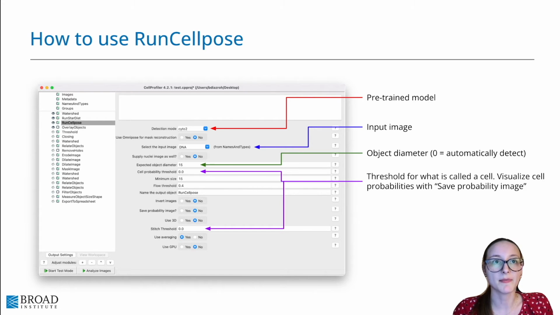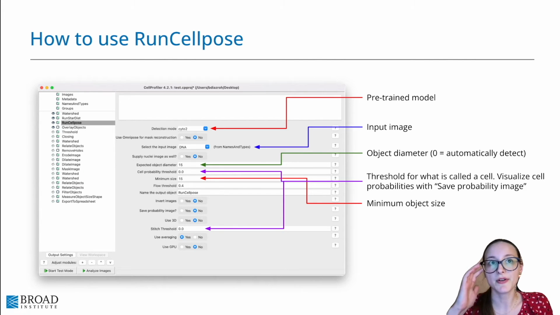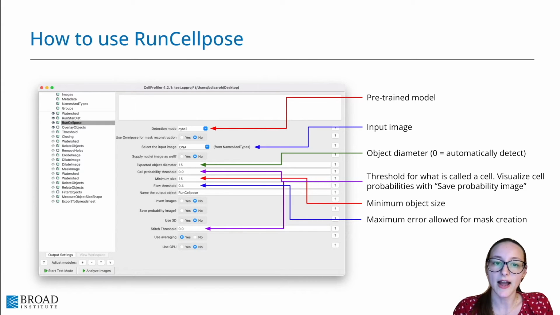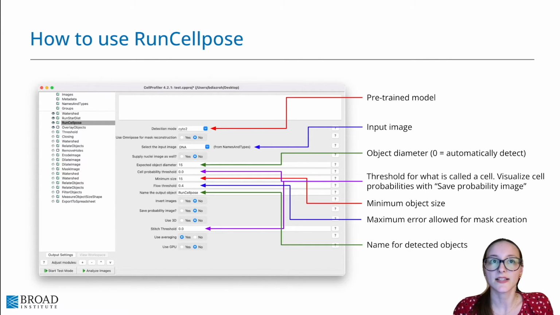Next up, we have minimum size, which is a minimum size filter to exclude objects that are too small. And after that, flow threshold, which is the maximum error that is allowed during mask creation. It's another threshold for determining what objects are. And just to reiterate, all of these options here have help modules for additional information if you have questions about any of these settings. After that, we have what you'd like to call the output object. In this case, it's being called RunCellpose, and that's what your segmented objects will be called.